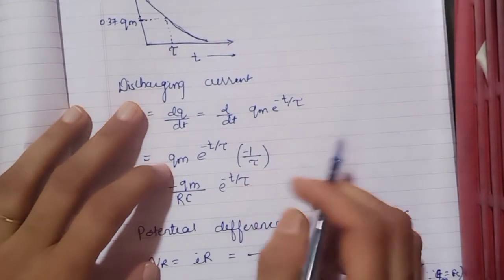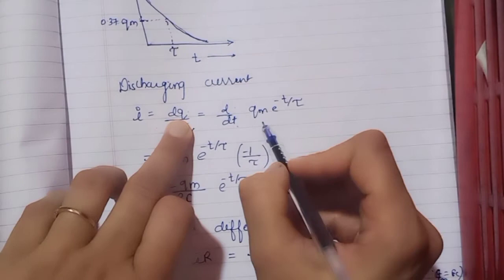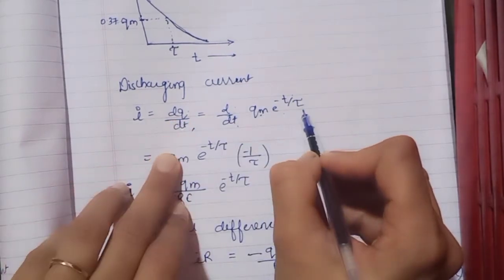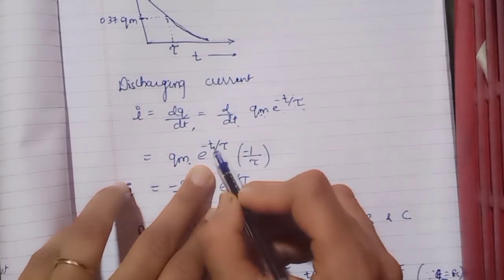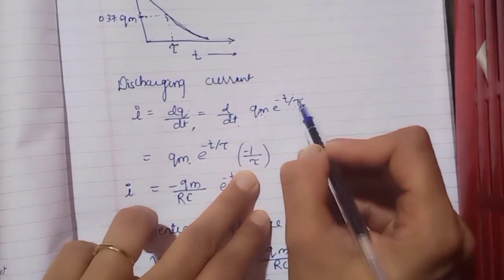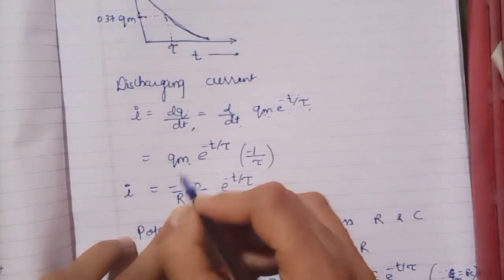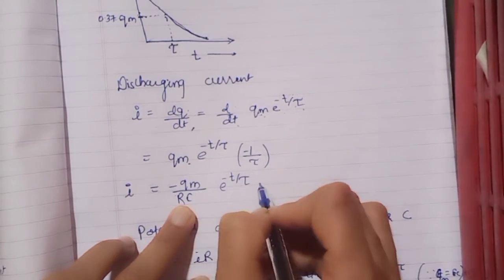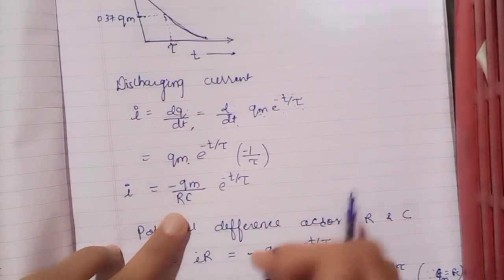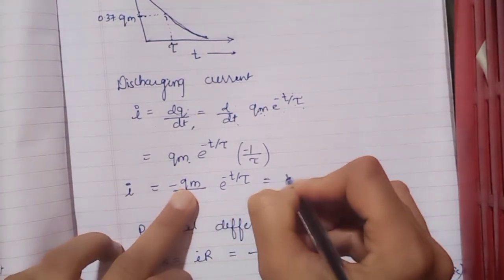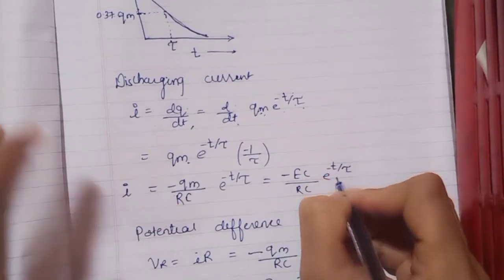Now let us find the discharging current. We know that I equals dQ by dt, so d by dt of Q. Q is Qm e raised to minus t by tau. Qm is constant, so it stays outside. The derivative of e raised to minus t by tau is e raised to minus t by tau, and again the derivative of minus t by tau is minus 1 by tau. So I get I equals minus Qm upon tau e raised to minus t by tau. We know that tau is RC. In fact, I can write Qm as EC, so I equals minus EC upon RC e raised to minus t by tau.